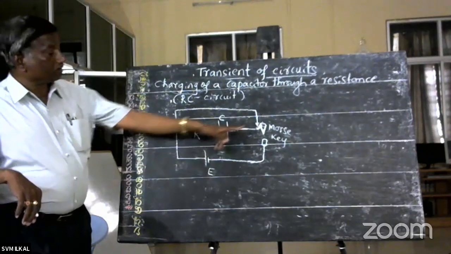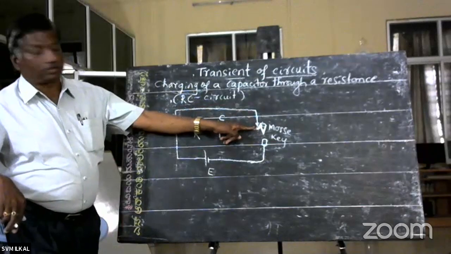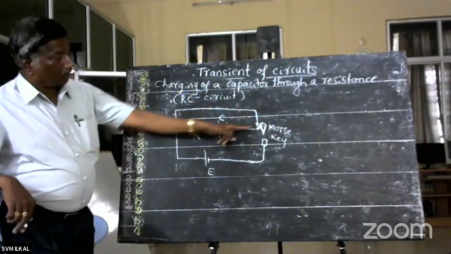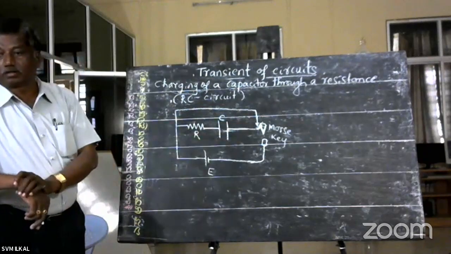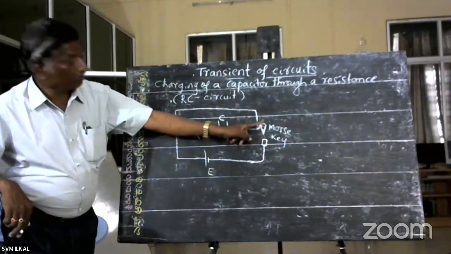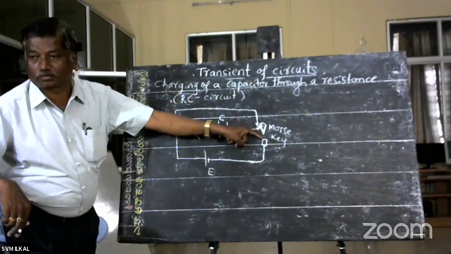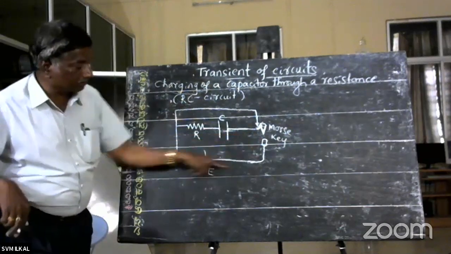Okay. Here the Morse key is there. See, the upper terminal is connected to the Morse key, and this is the tap. When it is pressed, it is connected to the lower part. If it is connected to the lower part of the circuit, then the EMF and RC are in the circuit like this.